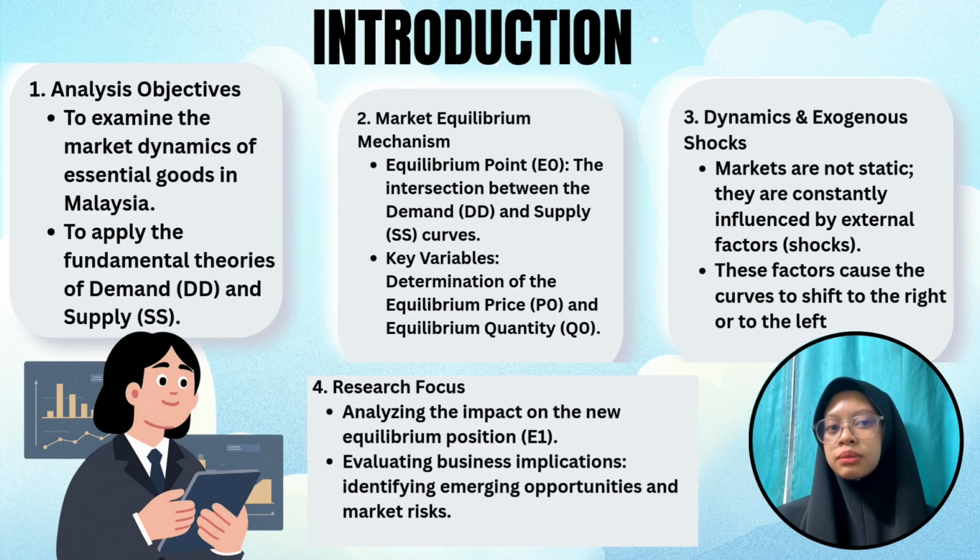Our group will examine three critical scenarios. First, chicken: the surge in demand during the Chinese New Year festive season. Second, fish: supply chain disruption caused by seasonal flooding in Terengganu. Third, vegetables: the impact of rising input costs such as fertilizer and fuel on supply.